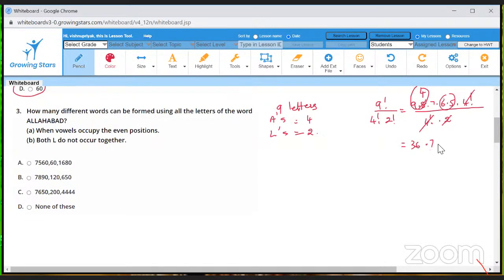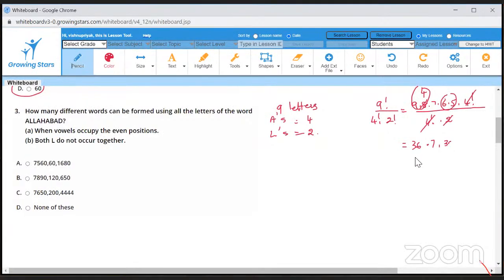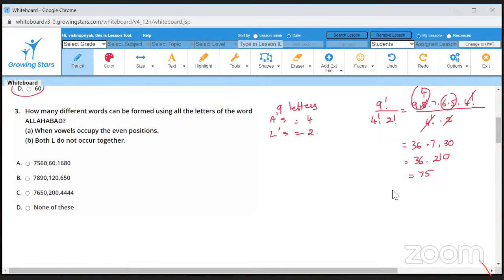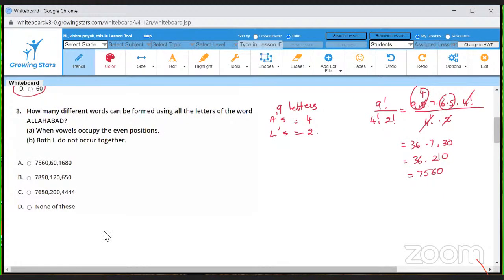6 into 5 I will make 30. So 36 into 7 into 10 will be 210. Now multiplying 36 into 210 is very easy: 7,560. These are the number of words formed. Of course, they won't have meaning.